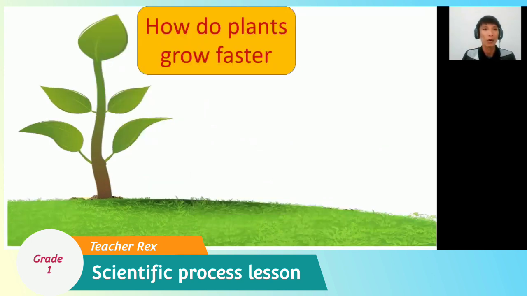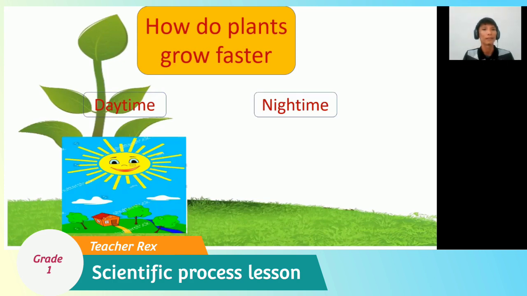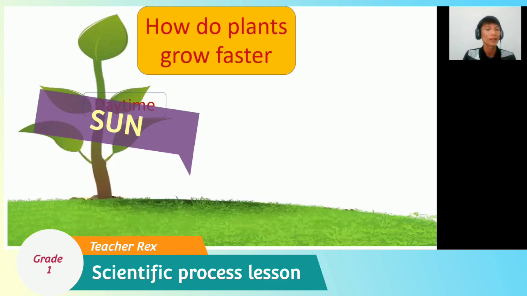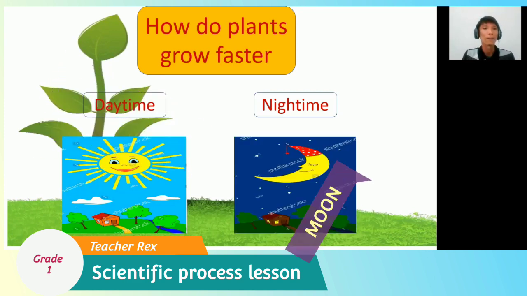How do plants grow faster? I repeat, how do plants grow faster? The daytime? You know what is daytime? Or nighttime? When we say nighttime, there is a moon. In daytime, there is a sun. Understand? Okay, I repeat. Daytime, we have sun. In nighttime, we have moon.